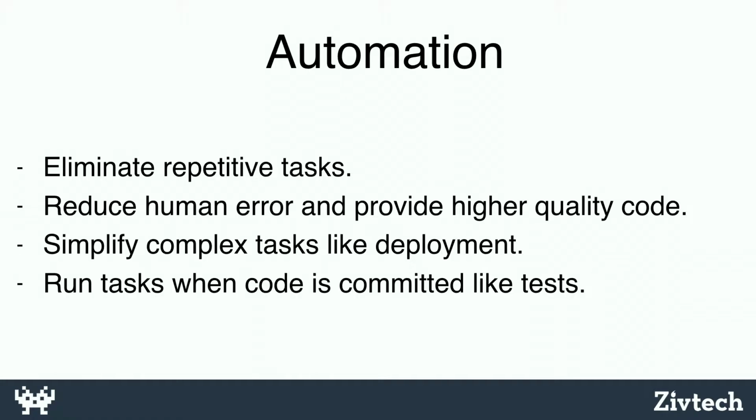Next, we have automation. So what are the benefits of automation? We can eliminate repetitive tasks. We can reduce human error and provide a higher quality of code on each commit. We can simplify complex tasks like deployment into maybe a single click of a button. We can run tasks when code is committed, and run those tests automatically after the code is committed to a pull request or something like that.